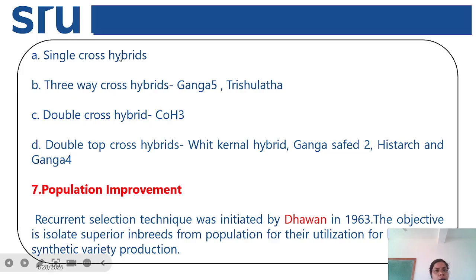That is single cross hybrid, three-way cross hybrid, double cross hybrid, and double top cross hybrid. Single cross hybrid is nothing but a cross between two inbred lines, that is A into B. And next is three-way cross hybrid. Three-way cross hybrid is nothing but a cross between A into B into C, or a cross between a single cross and an inbred line. The examples for this are Ganga 5 and Trishulata. And next is double cross hybrid.